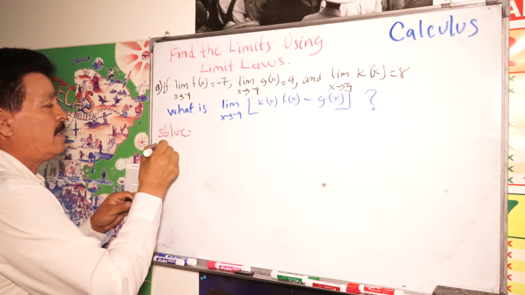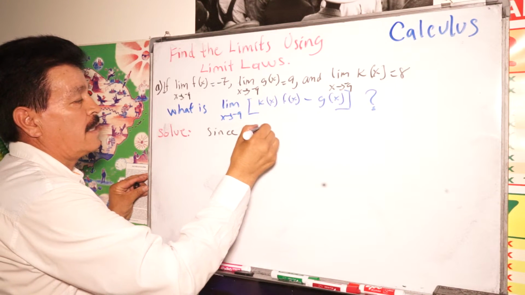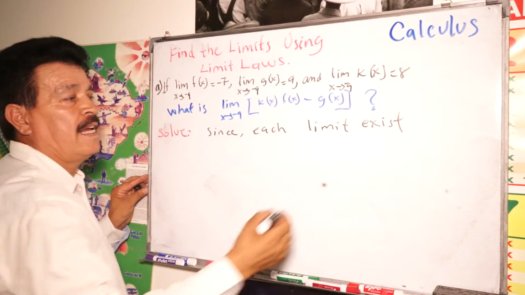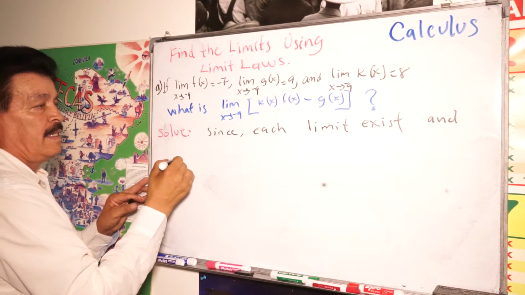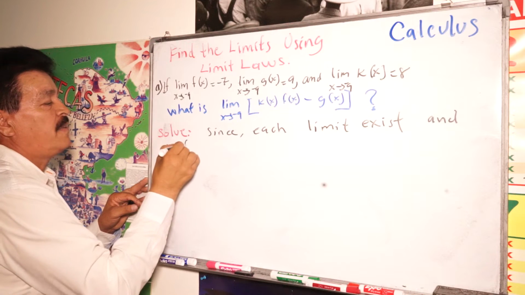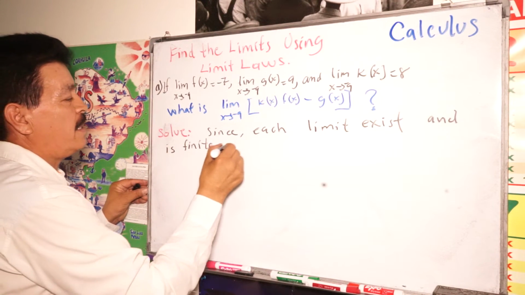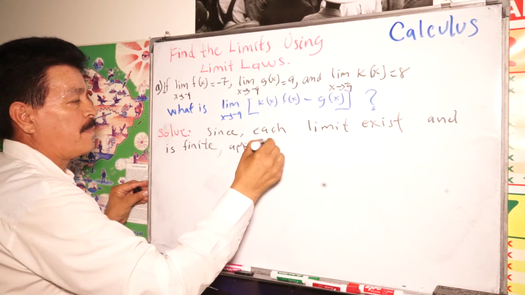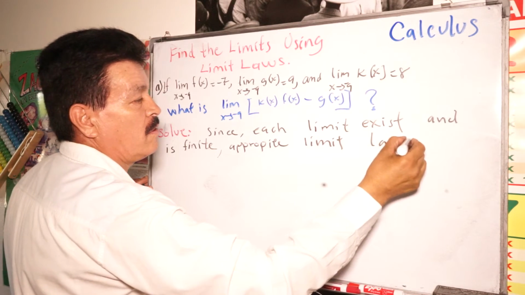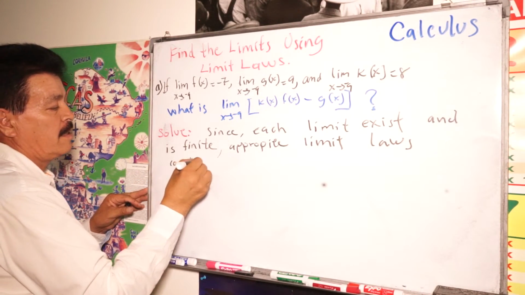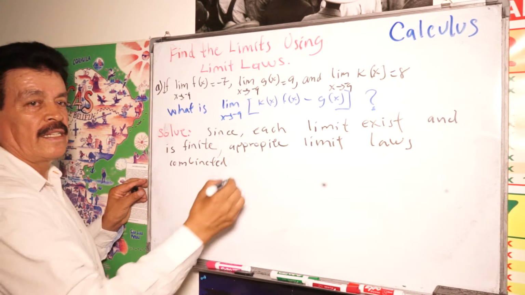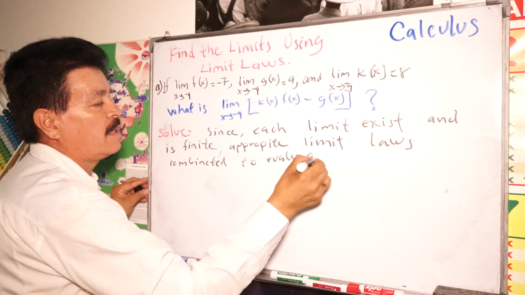Since each limit exists, and each limit is finite, we can use the appropriate limit laws combined to evaluate the limit.